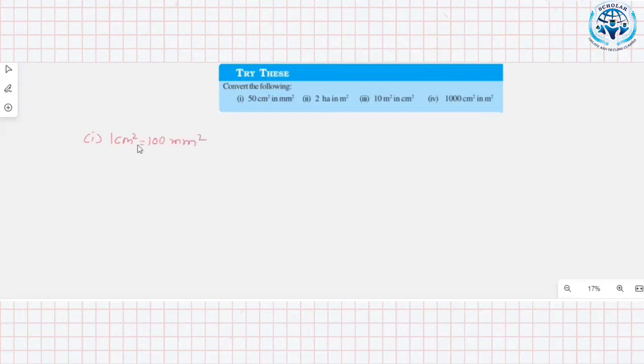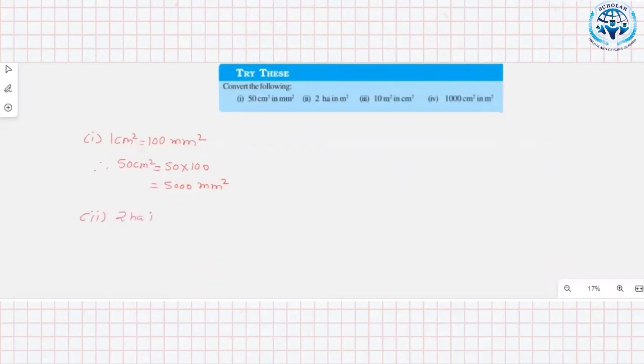1 centimeter square is equal to 100 millimeter square. So here it is 50 centimeter square. So we will multiply 50 and 100 because we are converting the larger unit into smaller unit. So we will multiply to get the smaller unit as 5000 millimeter square.